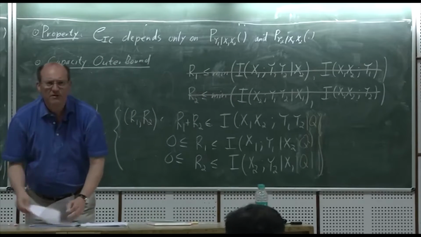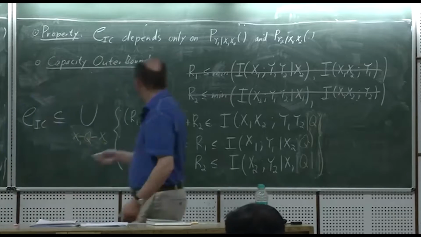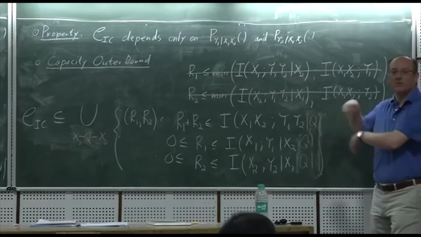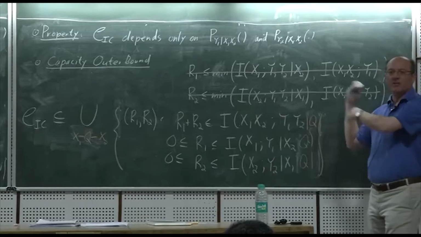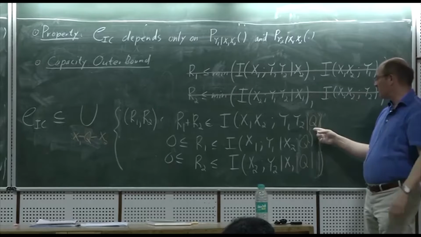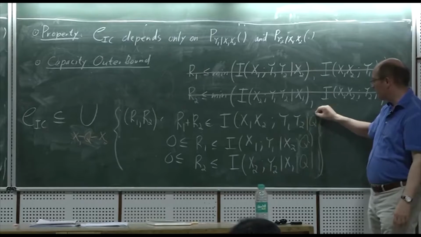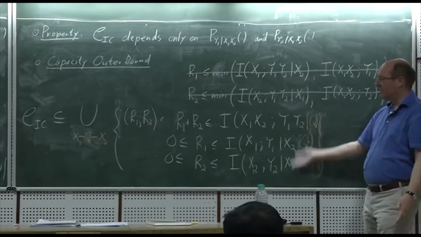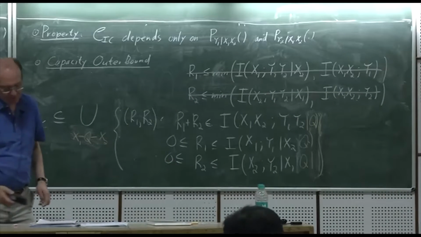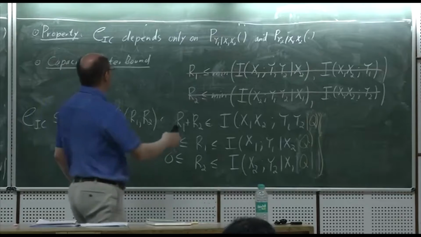Is that clear? And the way you get this is just by making sure you don't drop that Q random variable when you write it out, like we've always done over and over again. Sometimes we've dropped it if we didn't need it, but sometimes we've kept it to make sure we keep the time sharing, like for the MAC. So this is the simplest outer bound. Okay.